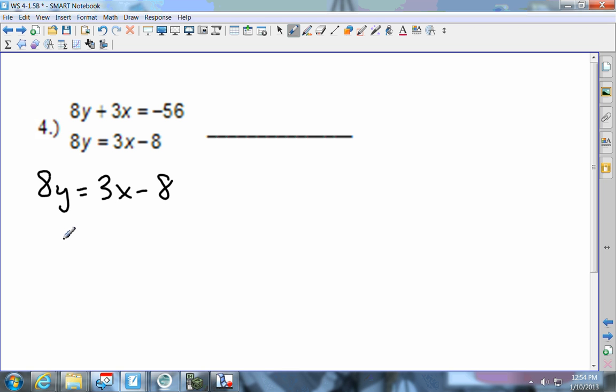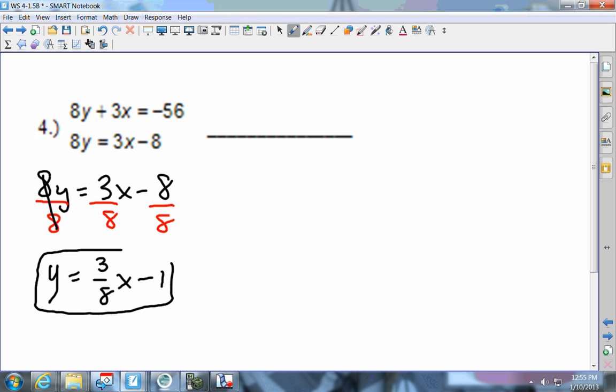What do I have to do to get y by itself right now? Divide by 8, because the 8 is right here with the y. So I'm going to divide everything by 8. I get y equals 3/8 x. Negative 8 divided by 8 is negative 1. Okay, that's fine. You can put that one in the calculator.